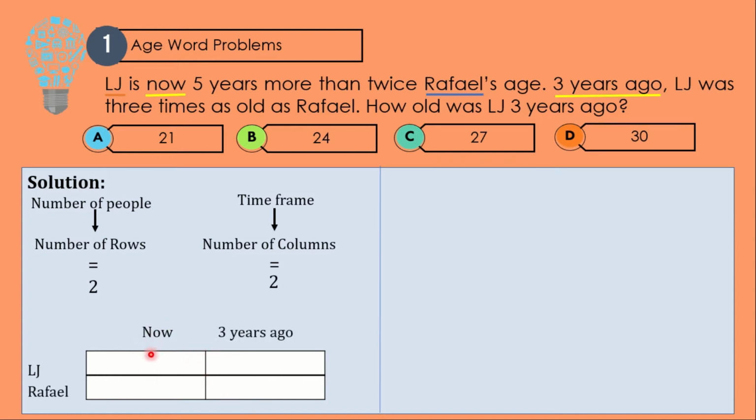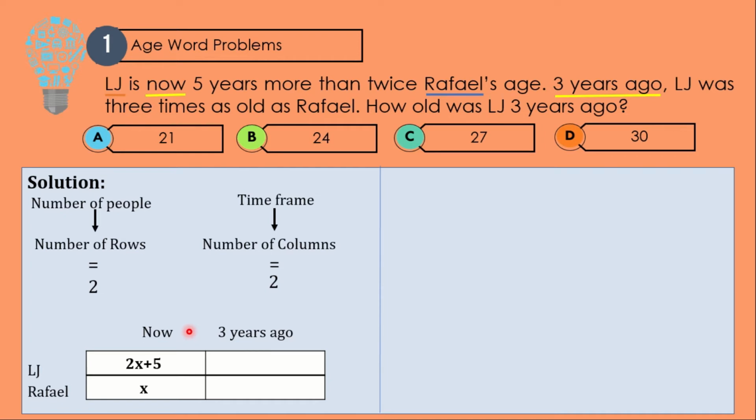Now let's read the problem once again. LJ is now 5 years more than twice Rafael's age. So what we're going to do now is to fill in the now column. Let's assign first a variable to the person whose information was not given. And based on this statement, we have information about LJ's age. Therefore, we'll assign Rafael as x. Since LJ is 5 years more than twice Rafael's age, we'll multiply 2 to x and add 5.